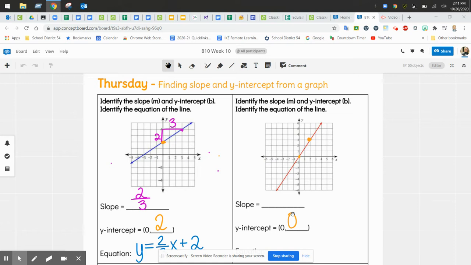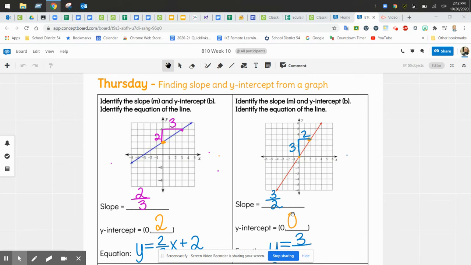So again, count the rise over run. So I'm going to rise and I'm going to run. I rose 3 and then I ran 2. So my slope would be 3 over 2. So my equation would be y equals 3 over 2x.